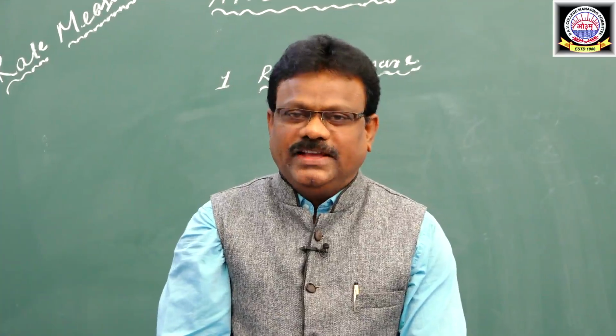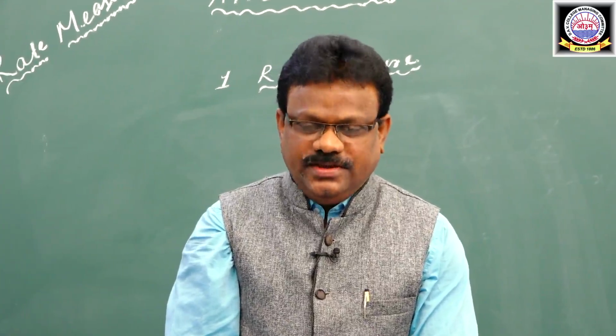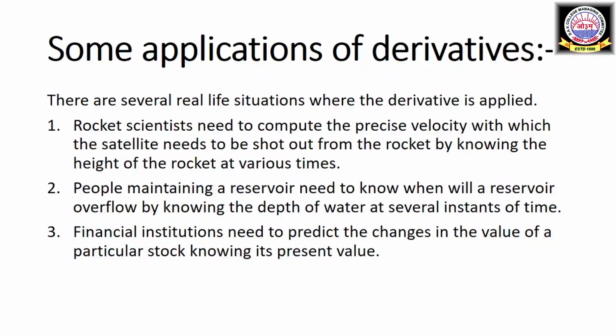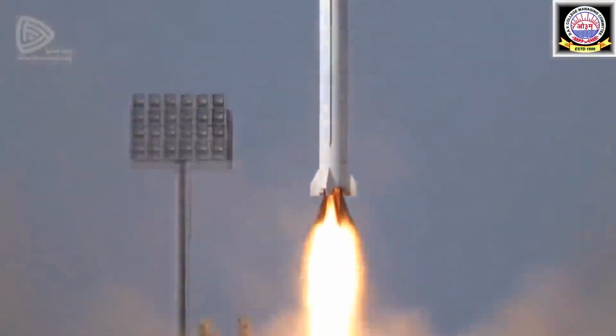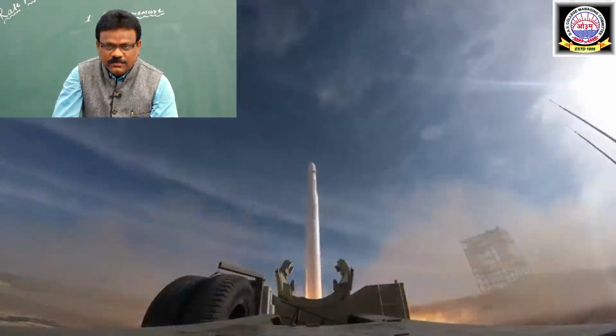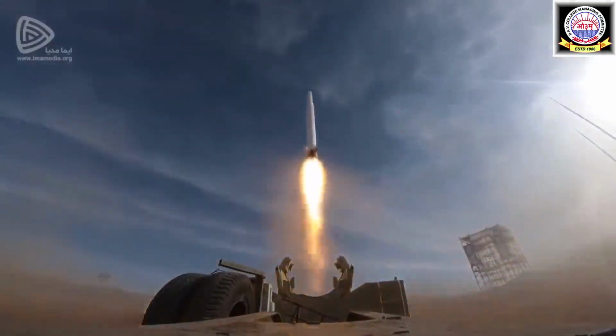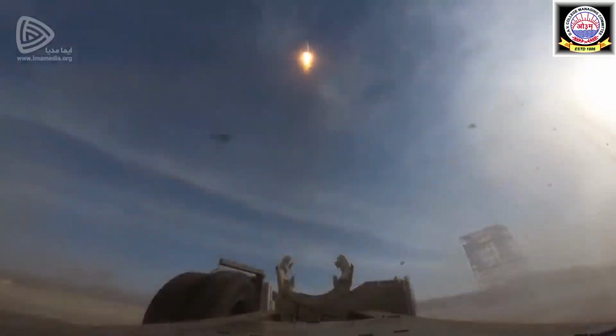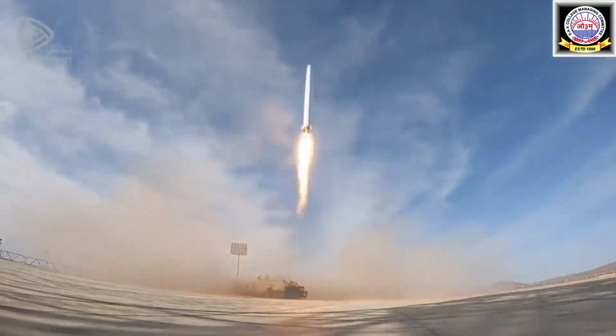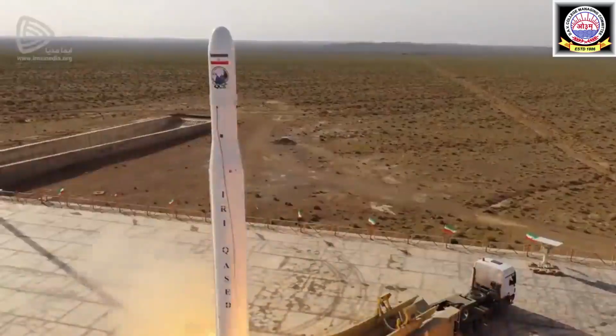Some more applications of the derivative we can discuss this way. A rocket scientist needs to compute the precise velocity with which the satellite needs to be shot from the rocket by knowing the height of the rocket at various times. That means rocket scientists use the concept of the derivative, knowing the height of the rocket at various times. This is one of the applications.